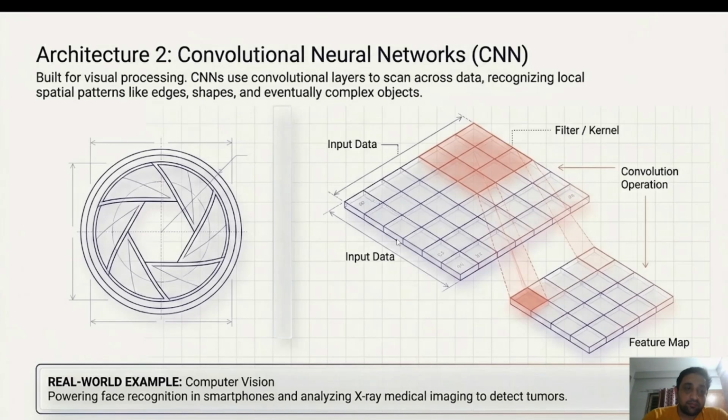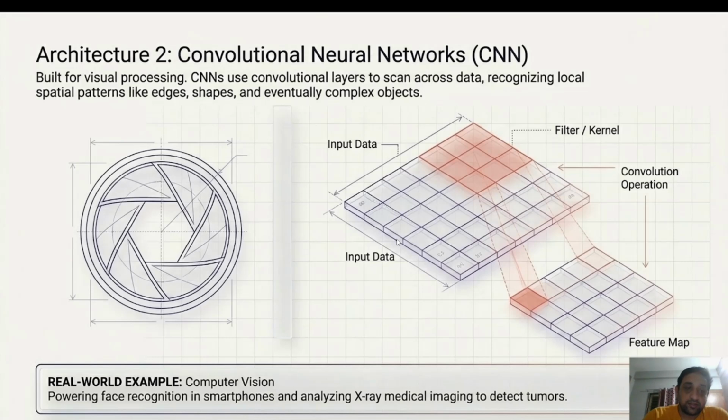Look at the diagram. The filter scans across the input image and at each position it checks: is this pattern, edge, curve, texture, present here? The output of this scan is a feature map, a compressed representation of where each pattern was found. Early CNN layers detect simple patterns: horizontal lines, vertical edges, color gradients. Deeper layers combine these into complex patterns.